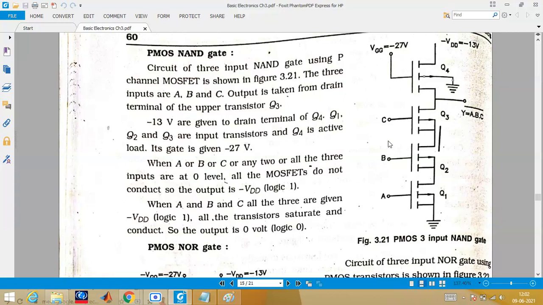Okay, you can see if any of this is 0, your output is 1 because this value cannot flow to the ground, it will go to the output terminal. But if all the values you are making it to be 1, that means short circuit, short circuit, short circuit, this will flow directly to the ground, and hence your result which you are going to get is 0.